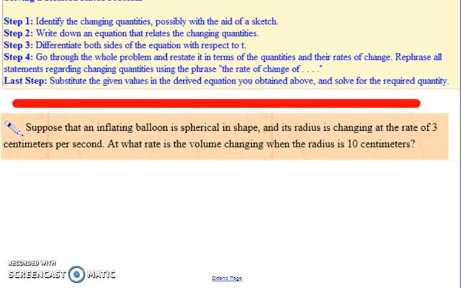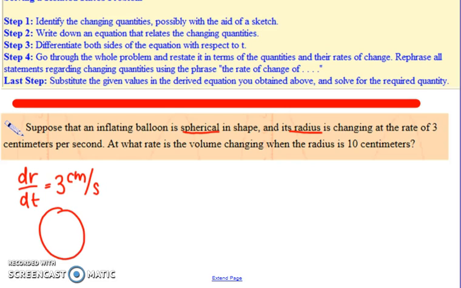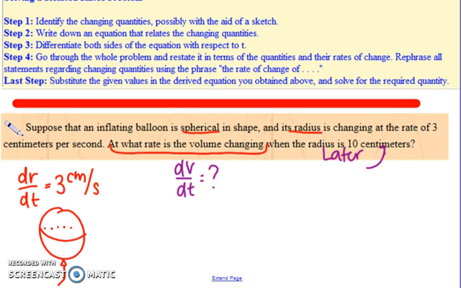So we have that an inflating balloon is spherical in shape. That's going to be important to us, and its radius is changing at the rate of 3 centimeters per second. So the radius is changing at 3 centimeters per second of our spherical balloon. Okay. At what rate is the volume changing? So how is our volume changing later, when the radius is equal to 10 centimeters.